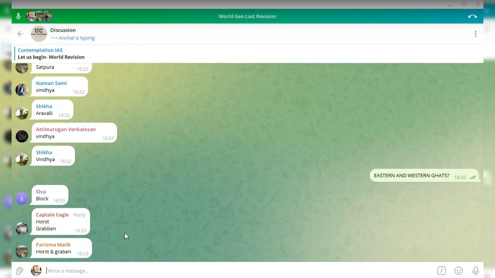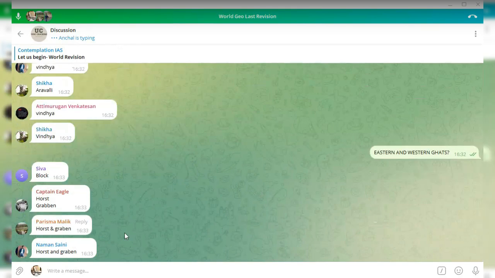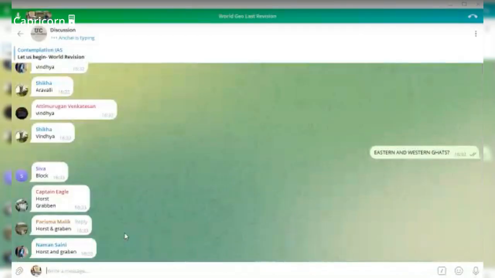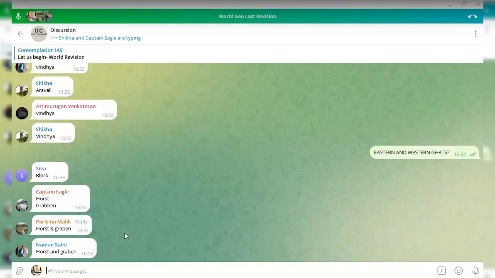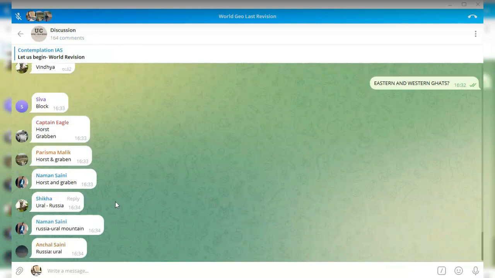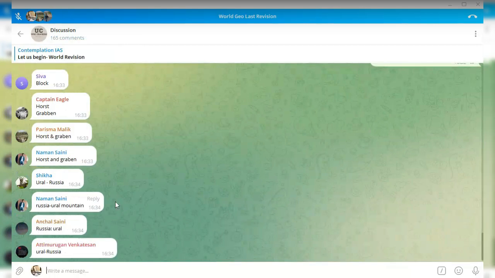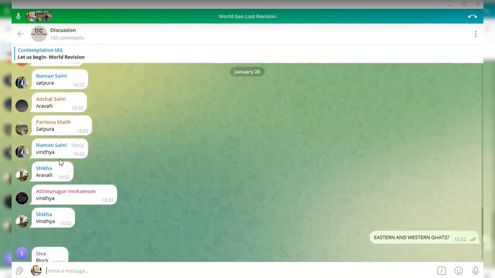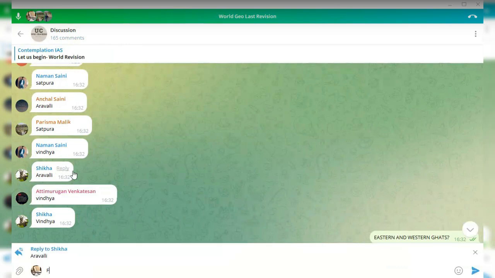Now, Carpathian. Ural Mountains, locations, Vosges is there, Pyrenees is there, just drop the locations. Ural is in Russia, yeah. Okay, horst, graben, we have discussed below. Vindhya is correct. See, Aravali is a fold. Okay, Aravali is a fold mountain. Fold.